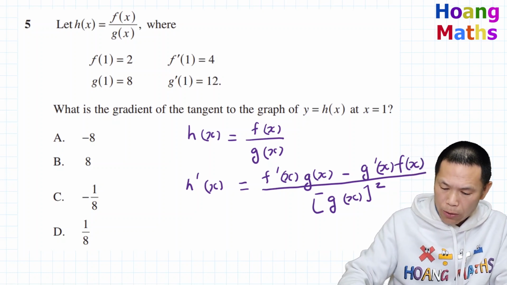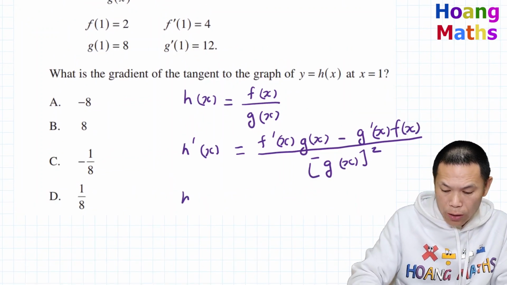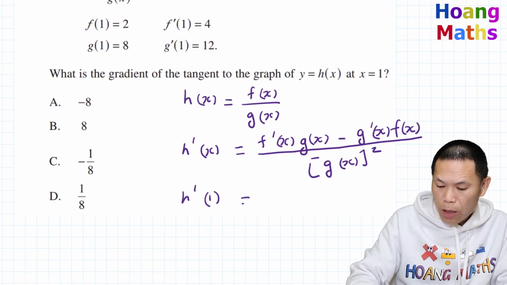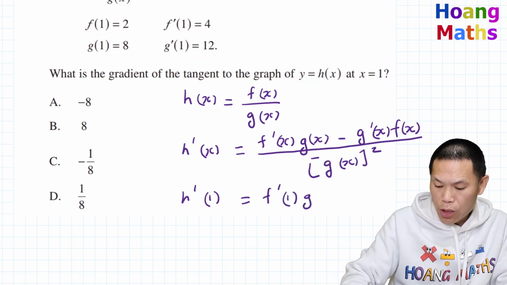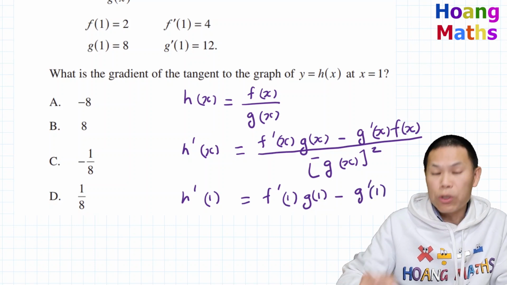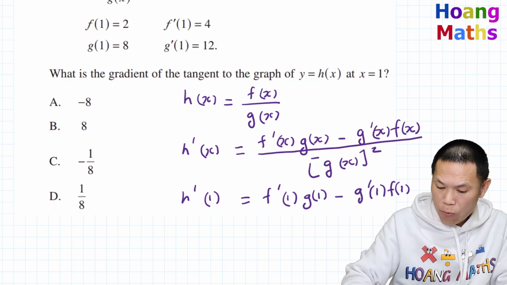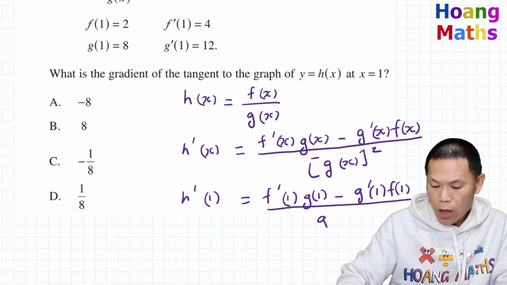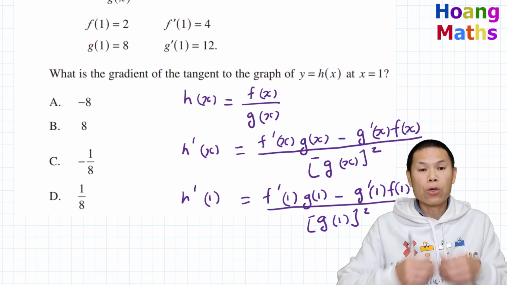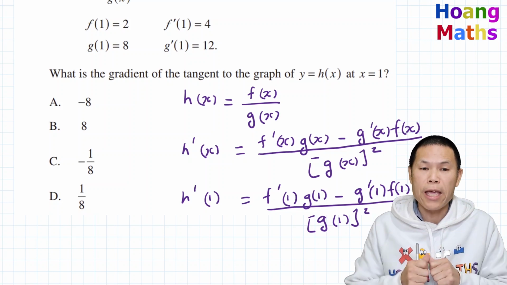Let me just move this up a bit. So h dash 1 becomes f dash 1 times g of 1, minus g dash 1 times f of 1, over g of 1 squared. So there you go. Now we just substitute the values in and it should give us the answer.